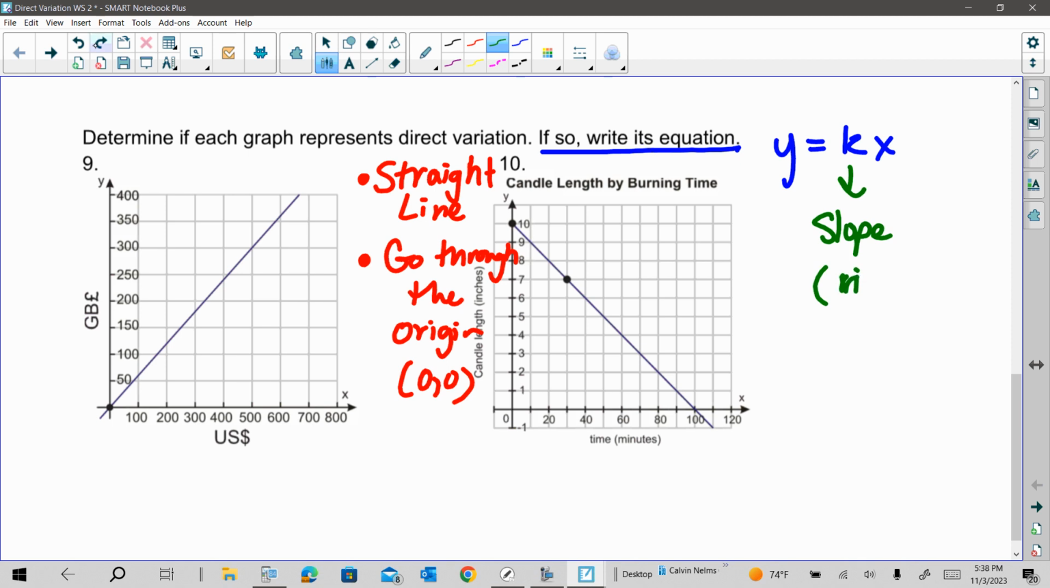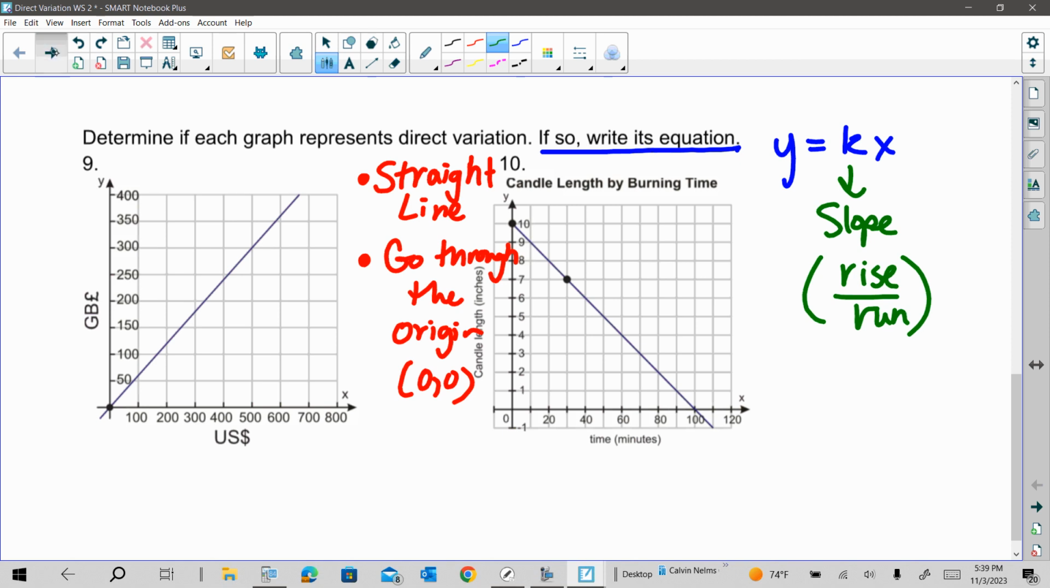Sorry, let me rewrite this. K is your slope. So we're looking for the rise over run on the graph. And in order to do that, you need 2 points. So you might need to plot the points, and pay attention to your scale. We'll talk about that big time when we check this. All right, so that's the first page.